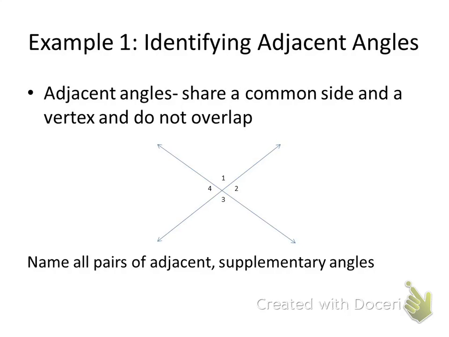like angles 1 and 2. Angles 1 and 2 share a common line. They are supplementary. That's another thing about adjacent angles. They're always going to be supplementary angles. So one of my pairs of adjacent angles are angle 1 and angle 2.